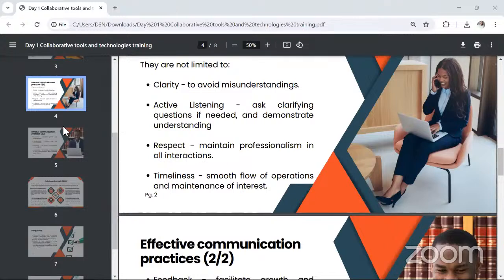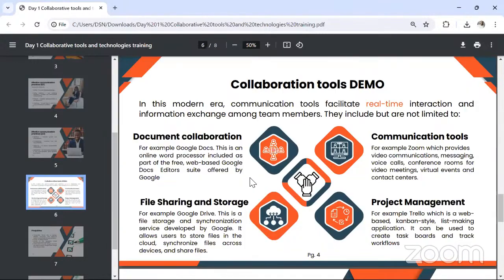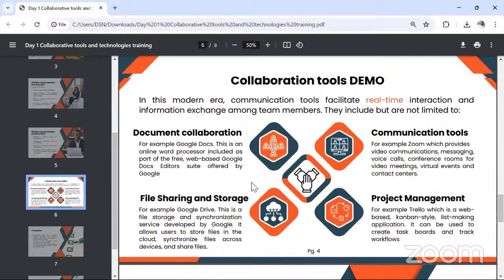Okay, so let's go on to the next thing. As I told you earlier, this is a practical thing, okay? It's a practical topic where we're going to look at how to effectively use ICT in communication. So we have looked at the practices, but communication is no longer old school.